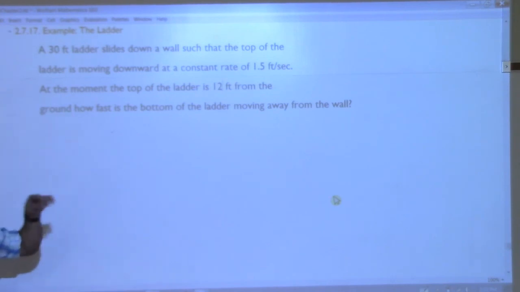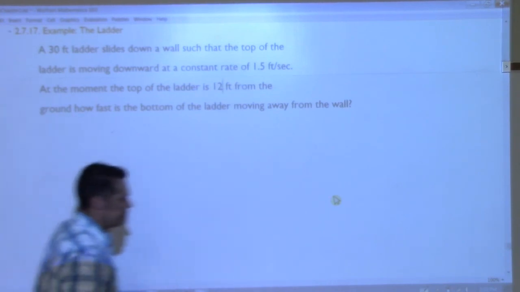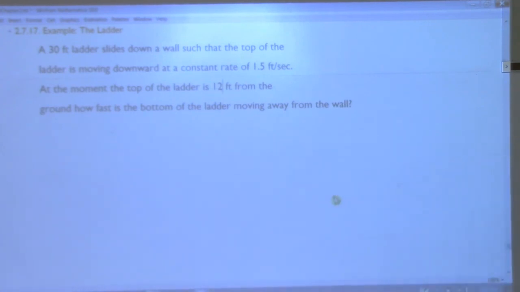downward at a constant rate of 1 foot per second. So that corner is moving down 1 foot per second. At the moment, the top of the ladder is 12 feet. You know what? Let's make that not 12. Let's make that 3 feet from the ground. How fast is the bottom of the ladder moving away from the wall?